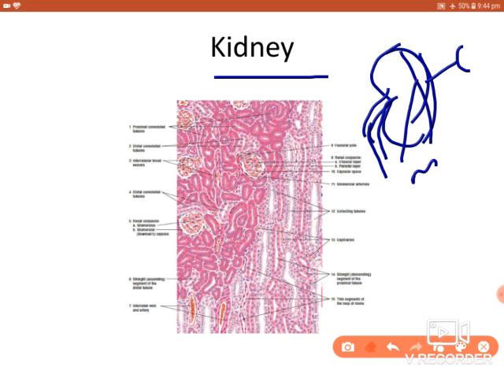Okay. So the cortex consists of the structural and functional units of the kidney, that is the nephron, with the proximal and distal convoluted tubules and collecting tubules. The main structure, the renal corpuscles, is also there in the cortex. In the medulla, you can see the loop of Henle and the collecting ducts with the ascending and descending limbs.